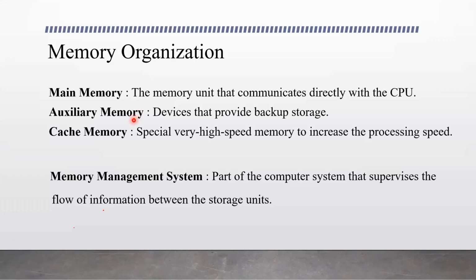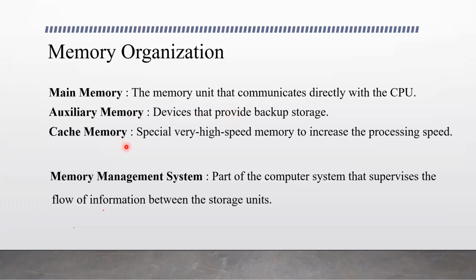And the second storage unit is auxiliary memory. These are the devices that provide backup storage. The programs and the data that are not currently being executed by the processor, not currently being processed by the processor, are stored in auxiliary memory. We use it as a backup storage.